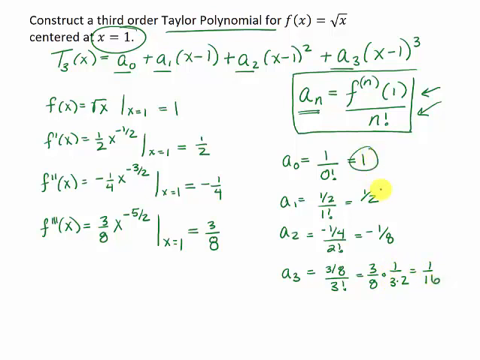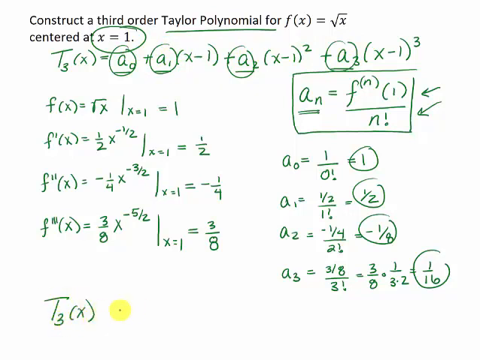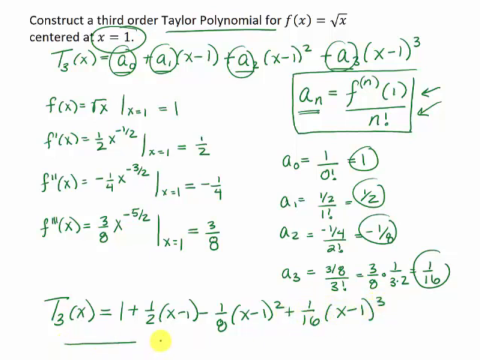Okay, now that we have these coefficients, we can plug them into our Taylor polynomial and write our polynomial. So our final polynomial, our third degree Taylor polynomial for square root of x centered at 1, is going to be 1 plus 1/2 (x minus 1) minus 1/8 (x minus 1) squared plus 1/16 (x minus 1) cubed.